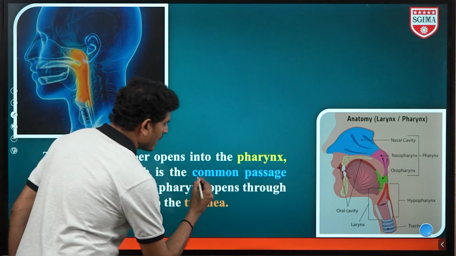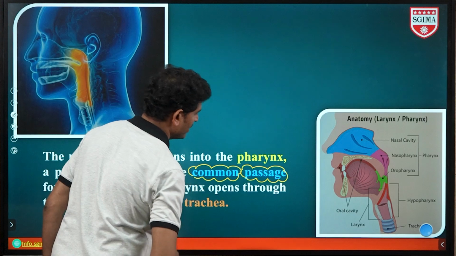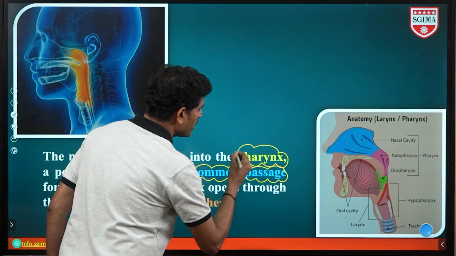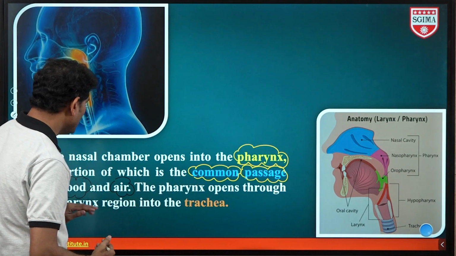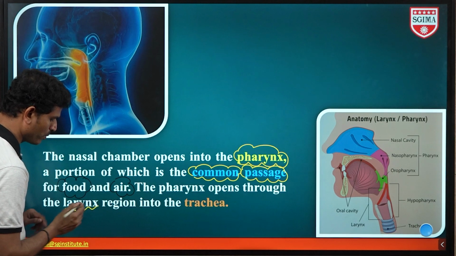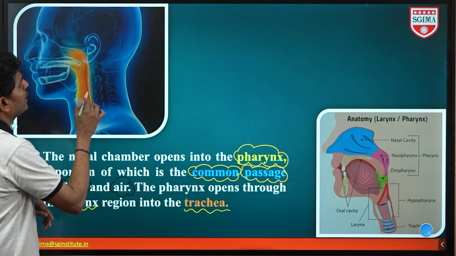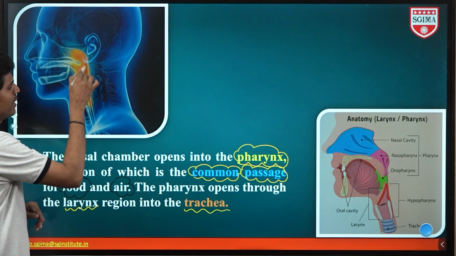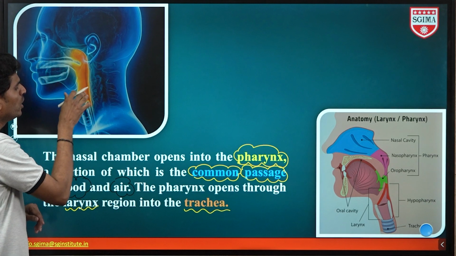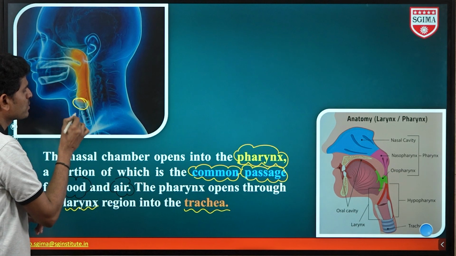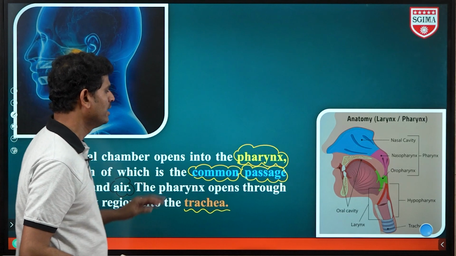Okay. So here we have to remember the important words, so we highlight them. So the pharynx is the common passage for food and air. The pharynx opens through the larynx region into the trachea. Larynx is another structure added. So this highlighted portion is totally the pharynx. That pharynx communicates with the nasal cavity and buccal cavity, and lower down is the larynx. A portion, the larynx, and from the larynx it communicates to the trachea. Okay, so these portions we can see.